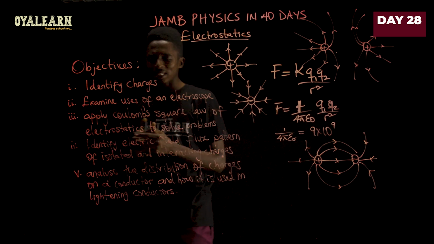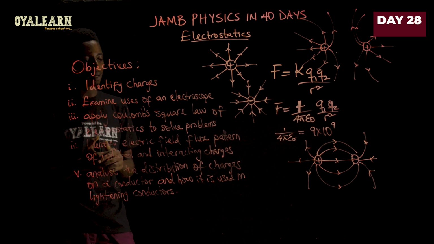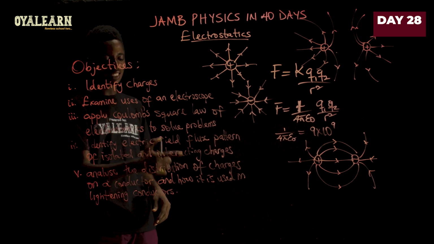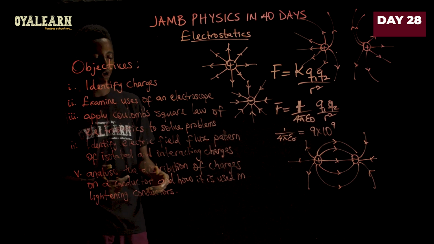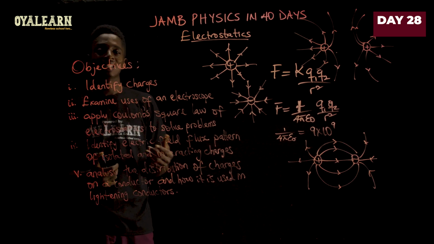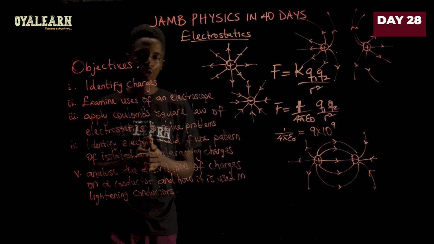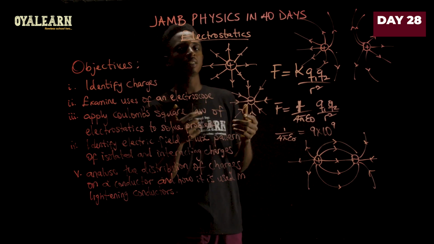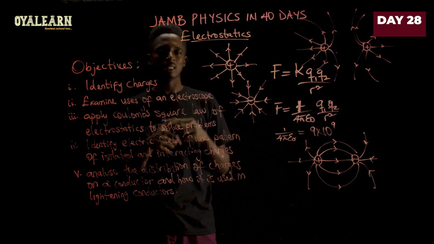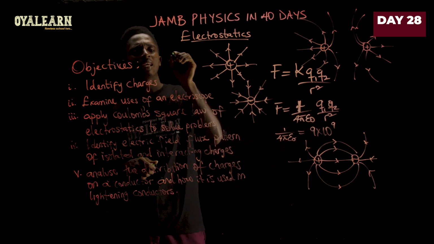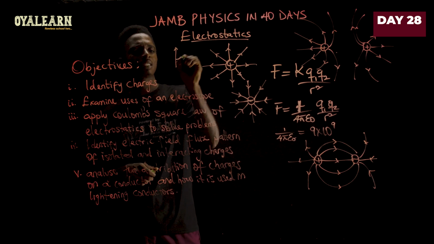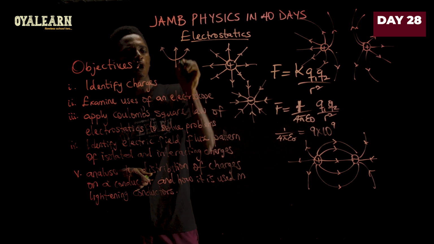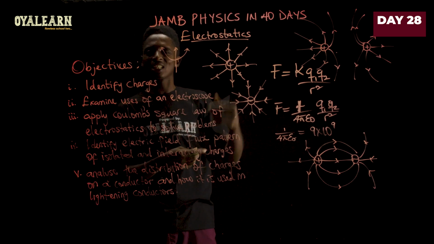Now, another thing that is expected of you is that you should be able to analyze the distribution of charges on conductors and how it can be used as in lightning conductors. Now, I'm sure you would have observed this where you see tall buildings. You often see something that looks like a spike at the top like this, at the top of tall buildings. It's always attached to the top of it.